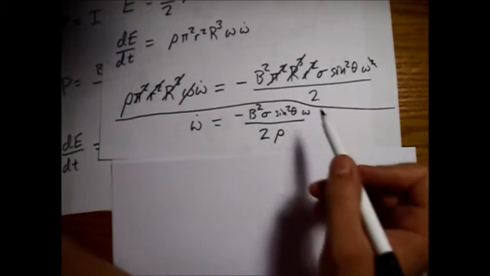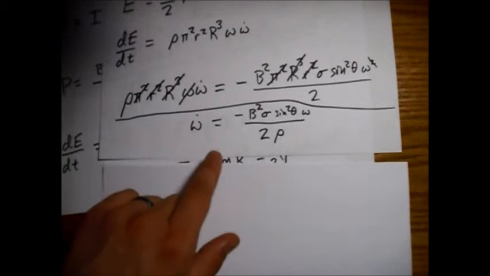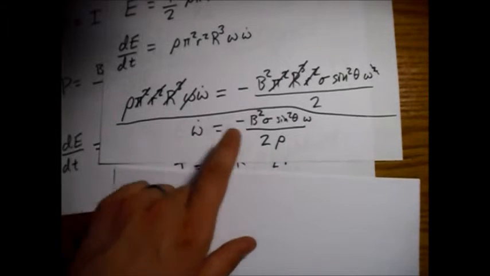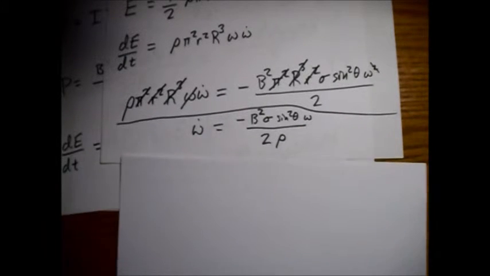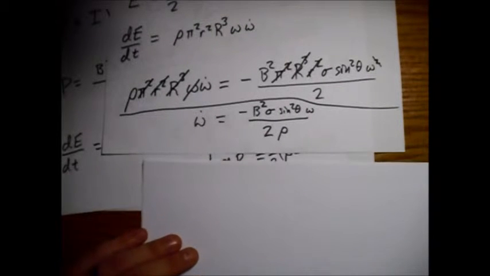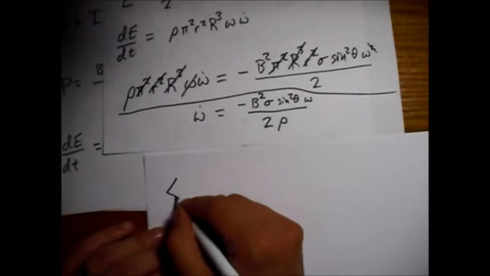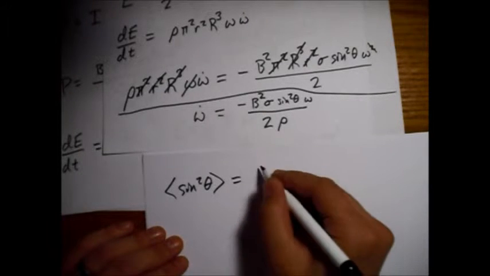What we're doing here is we're focusing on this sine squared of theta. That's kind of the oddball in this equation, because otherwise we just have a first order differential equation, just an exponential decay, right? Which is exactly what we would expect. So anyway, if we average sine squared of theta over one revolution, or any even number of revolutions, we get 1/2.